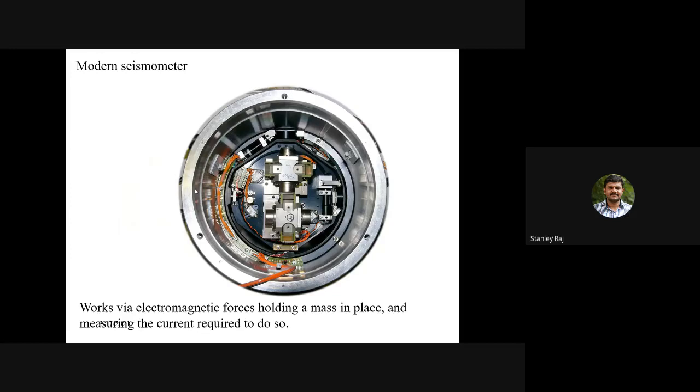This is a modern seismometer. Apart from the conventional seismometer you saw in the last slide, a modern seismometer uses electromagnetic force to hold a mass in place and measures the current required to do so. For example, we can take a piezoelectric sensor. If there is any mechanical vibration, electrical signals can be generated. That is the direct piezoelectric effect.